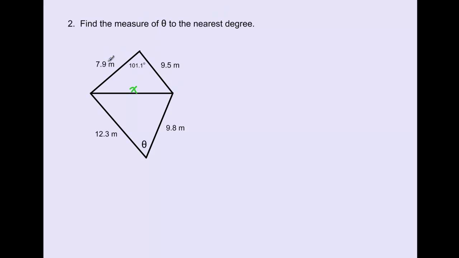So I have a side angle side sandwich. We're going to use cosine law, so let me write out cosine law first. So c squared equals a squared plus b squared minus 2 times a times b times the cosine of c. You will need to memorize this, but you'll use it enough that it shouldn't be a problem.